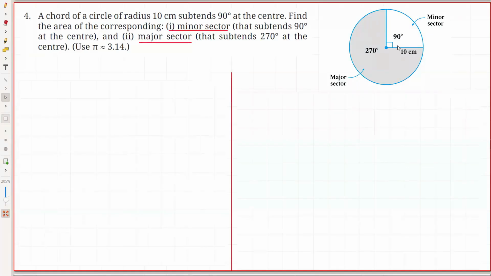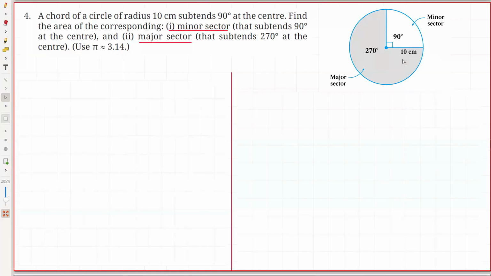Now here we have two sectors. This white portion is the minor sector. This portion is the major sector. Minor sector, the balance is major sector. For both they are asking the area. Finding the minor sector area is like a quarter circle. We can go with the quarter circle formula, that is 1 by 4 pi r square, or we can go with theta by 360 into pi r square.